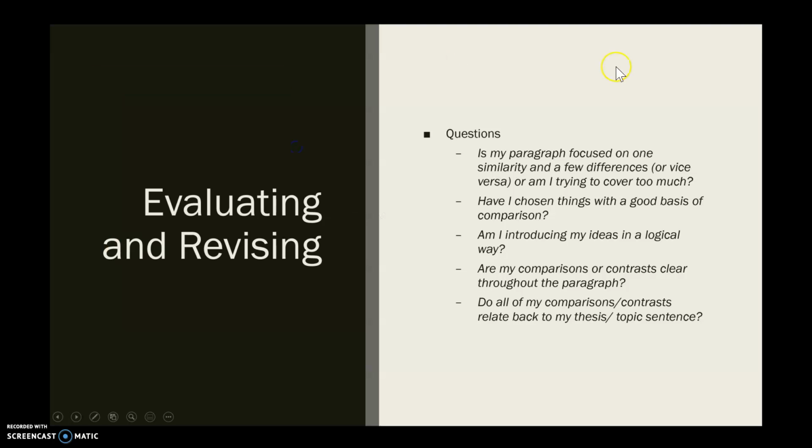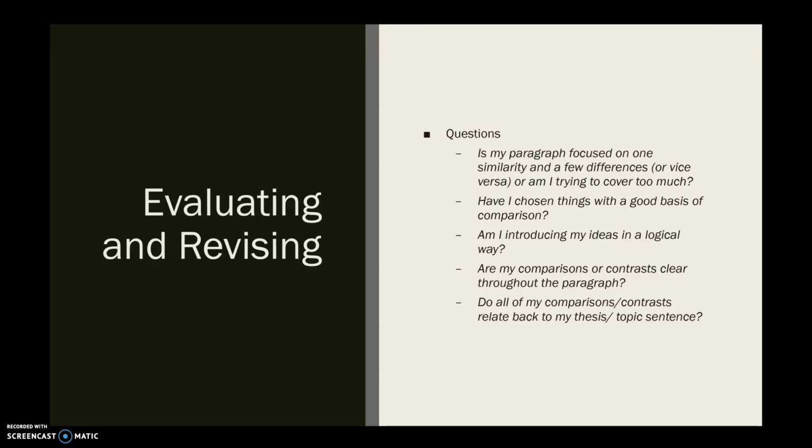So now we're going to talk about finishing up a compare-contrast paragraph, because they do sometimes require a little bit more in the finishing steps than the ones we've talked about thus far, because we're dealing with more information, right? So evaluating and revising. The first thing we want to do is ask ourselves some questions just to make sure that everything is working the way it should be. Is my paragraph focused on one similarity and a few differences, or vice versa, or am I trying to cover too much? Have I chosen things with a good basis of comparison or good grounds for comparison?